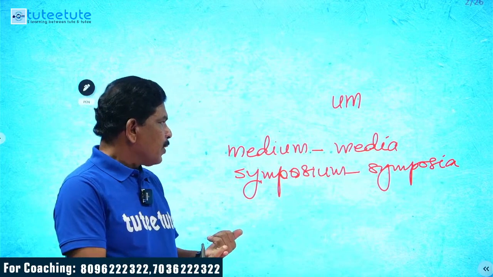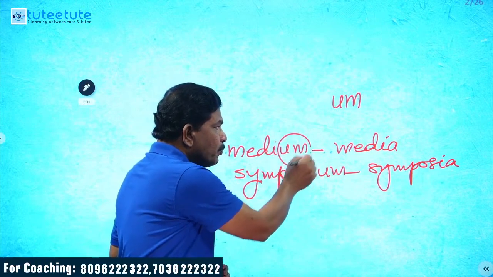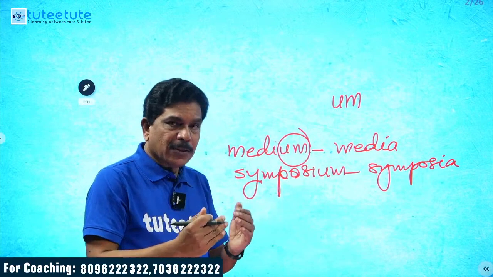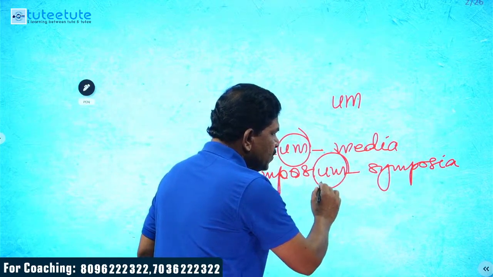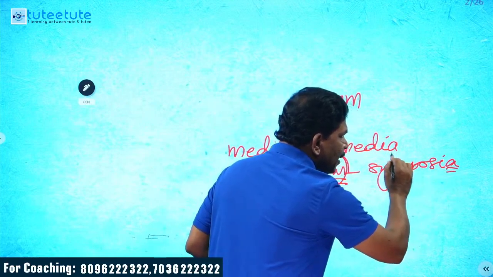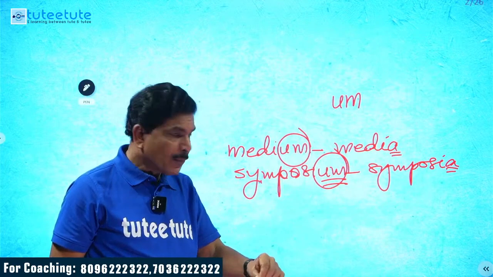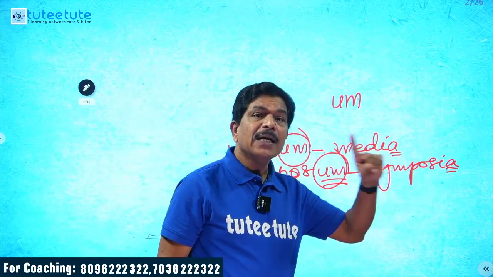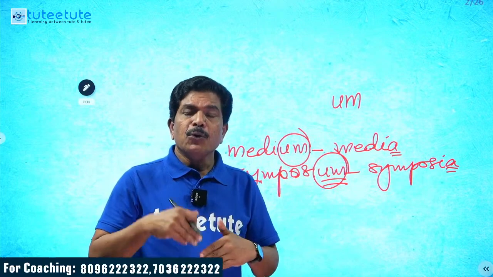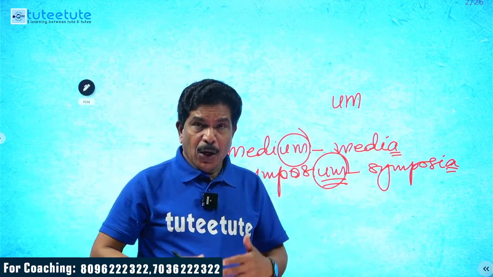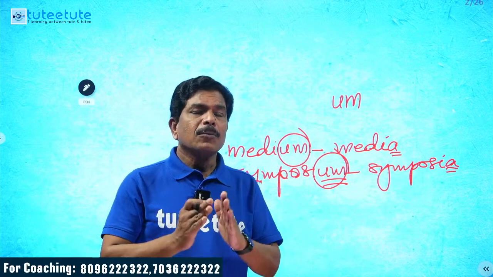Not only medium and symposium, there are other nouns that end in um. So I advise you to collect such foreign nouns which end in um. Both these letters, u and m, are replaced with a single letter a. Symposia, media, musea, stadia, colossia, bacteria. These are all plural nouns.